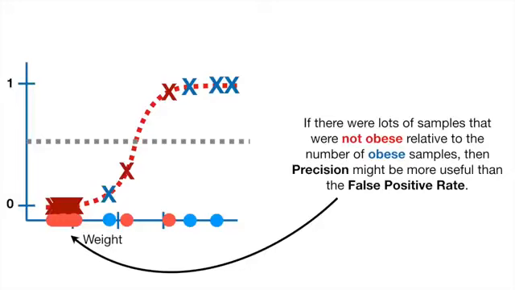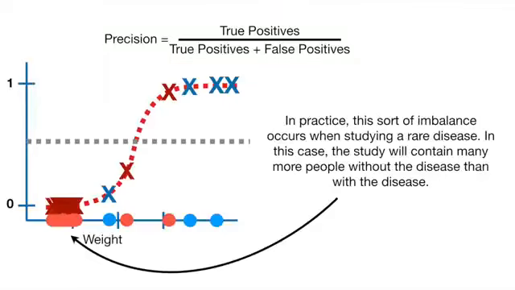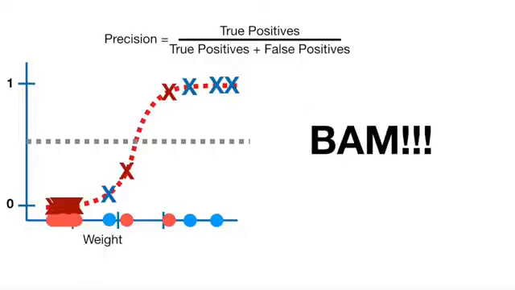If there were lots of samples that were not obese relative to the number of obese samples, then precision might be more useful than the false positive rate. This is because precision does not include the number of true negatives in its calculation and is not affected by the imbalance. In practice, this sort of imbalance occurs when studying a rare disease. In this case, the study will contain many more people without the disease than with the disease.